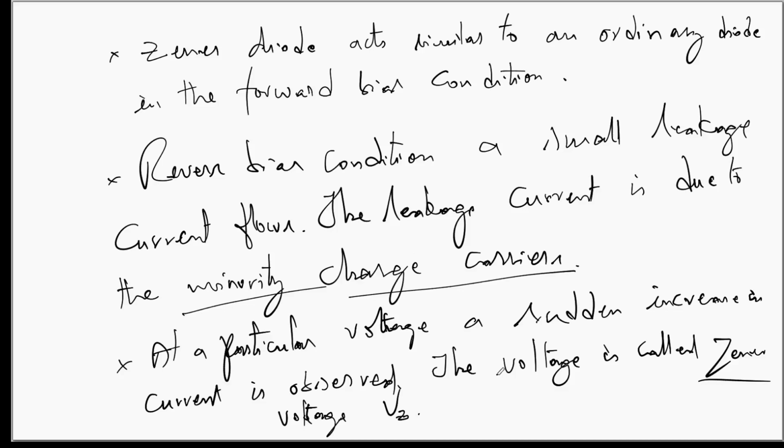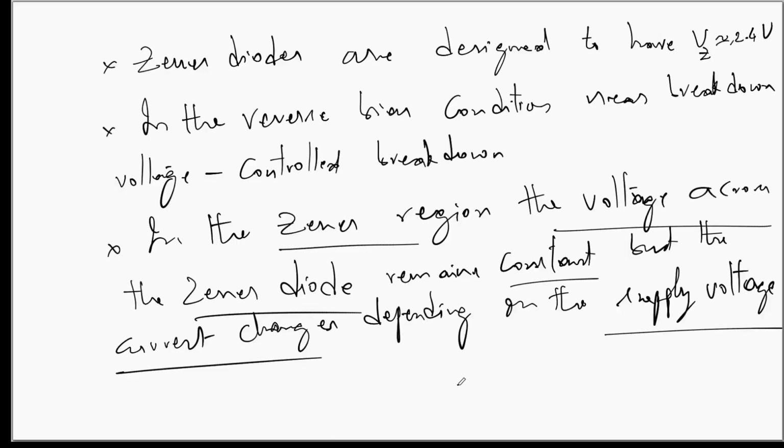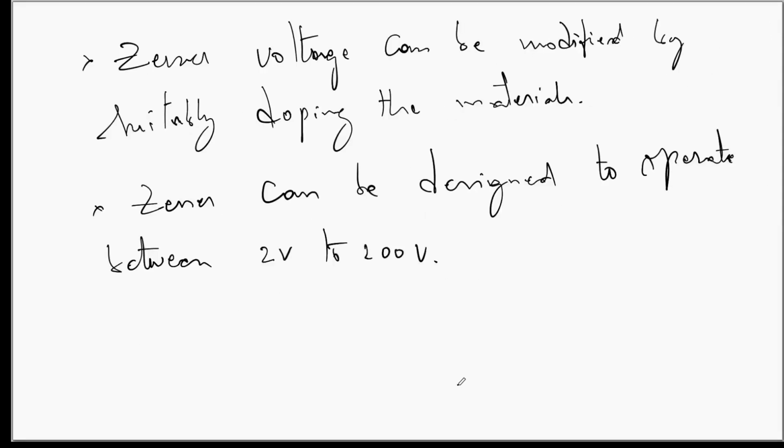At a particular voltage, a sudden increase in the current is observed. The voltage is called the Zener voltage, represented with Vz. Zener diodes are designed to have Vz close to 2.4 volts. In the reverse biasing condition near the breakdown voltage, controlled breakdown can take place in the case of Zener diodes, which is a reversible process. In the Zener region, the voltage across the Zener diode remains constant, but the current changes depending on the supply voltage. The Zener voltage can be modified by suitably doping the materials, that is the P and N type materials. Zener diodes can be designed to operate between 2 and 200 volts.